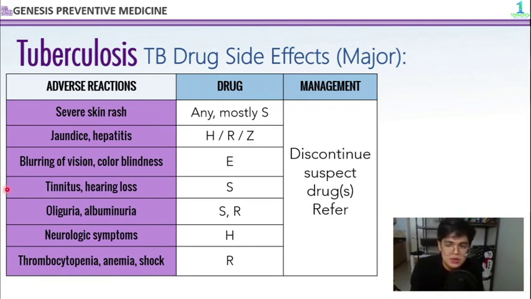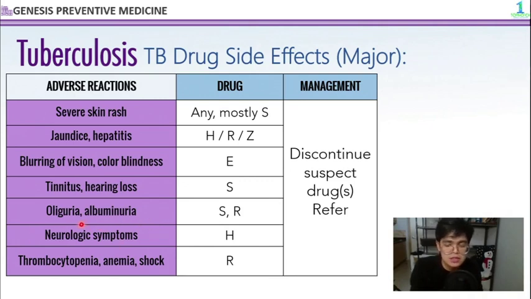Tinnitus and hearing loss from streptomycin. More accurately, streptomycin, being one of the aminoglycosides, will have ototoxicity and nephrotoxicity, but streptomycin in particular will have more effects on the balance, the vestibulocochlear aspect. So it's loss of balance, vertigo for streptomycin. Oliguria, albuminuria, namely renal failure from streptomycin, again the nephrotoxicity, and rifampicin.